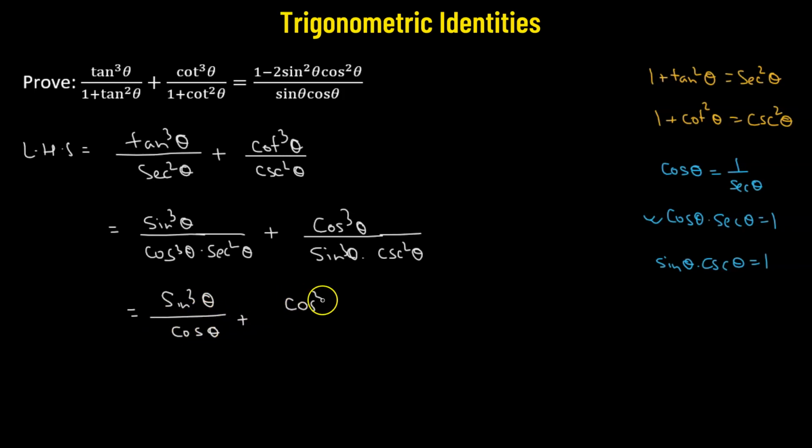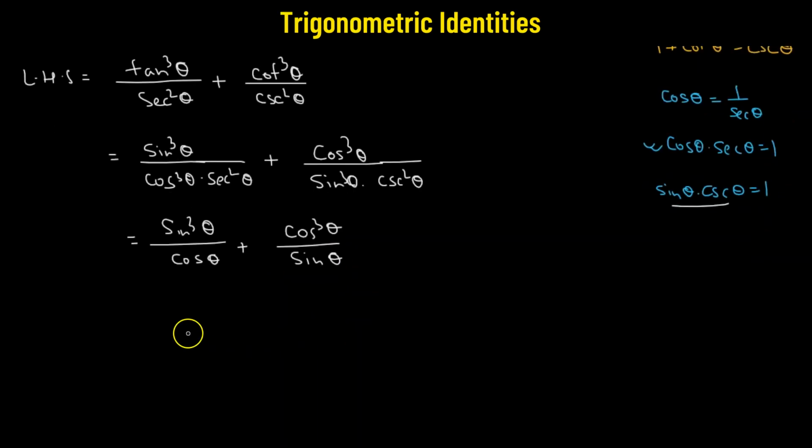Similarly, applying the property that sine theta times cosecant theta equals 1 and squaring both sides, we're going to get sine theta in the denominator. Now let's combine the two terms. So we'll have the common denominator of sine theta times cosine theta.